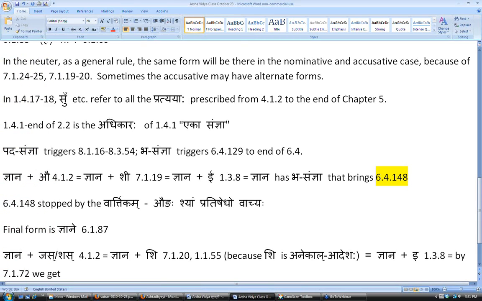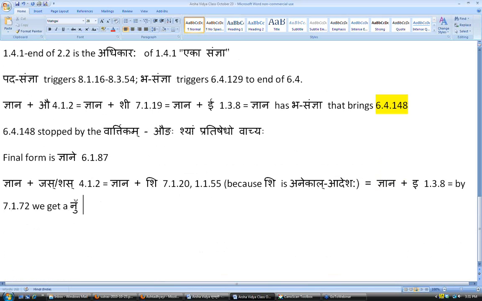We get a num augment for the angam, jnanam. Okay. Now the question comes: where should we put this num augment?